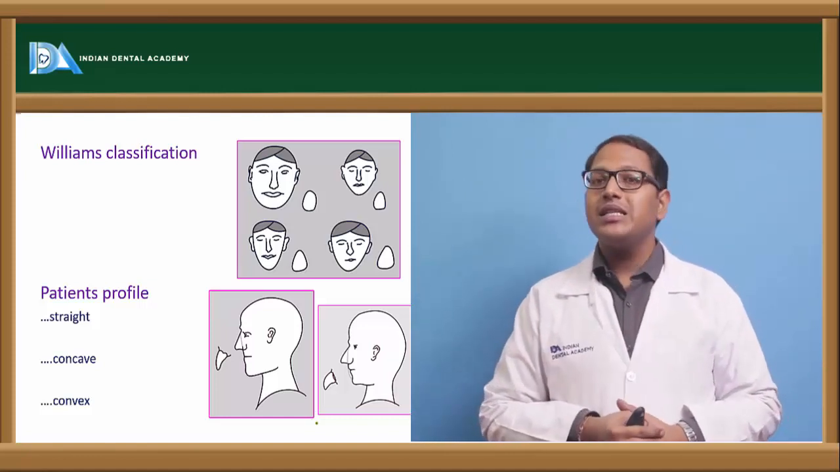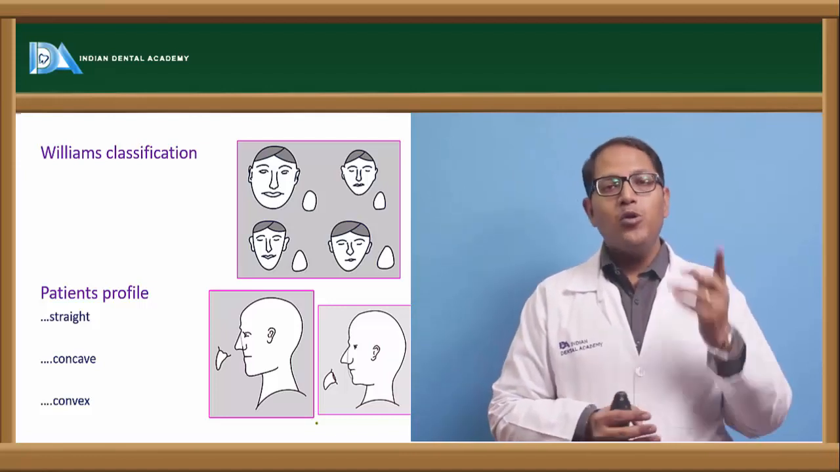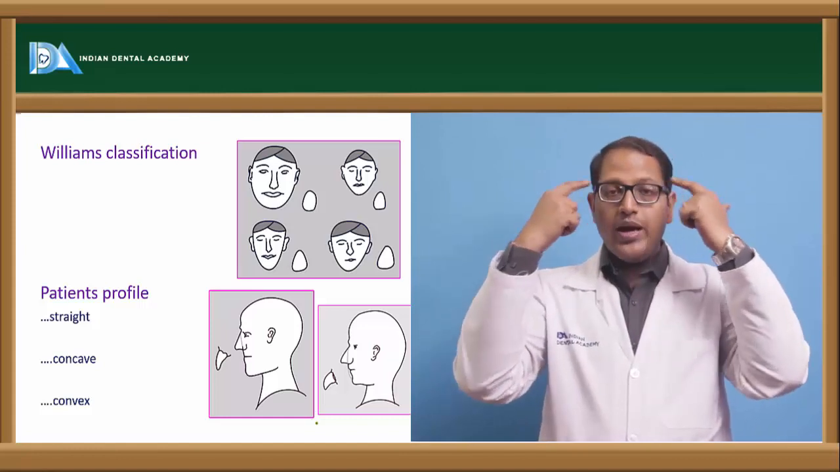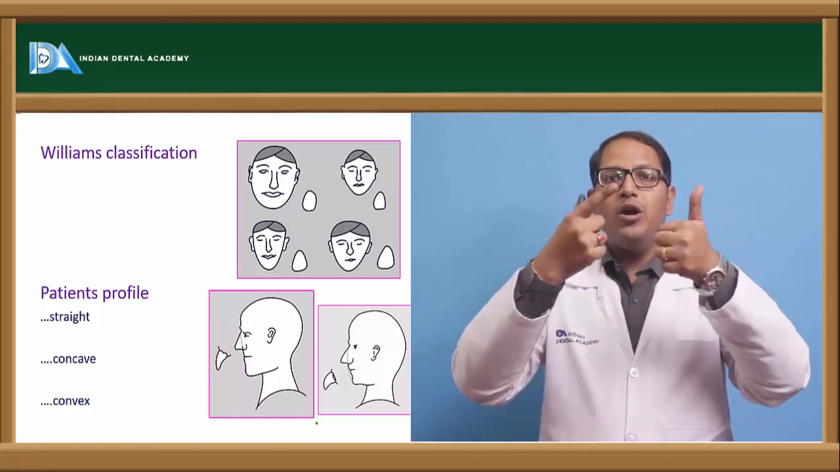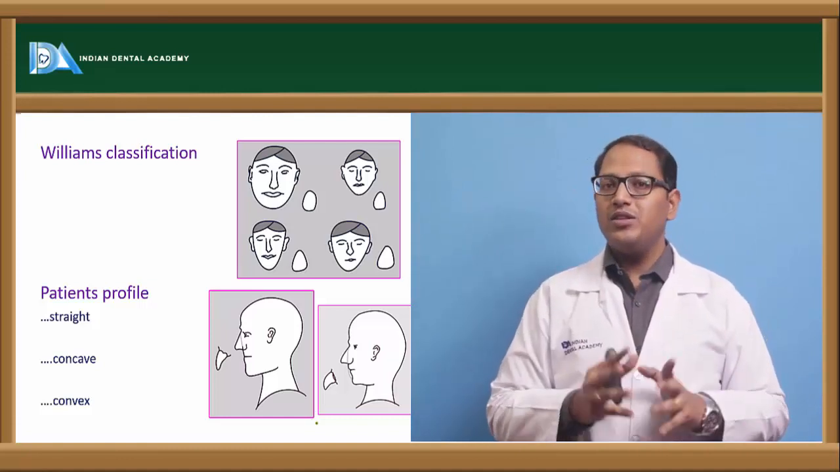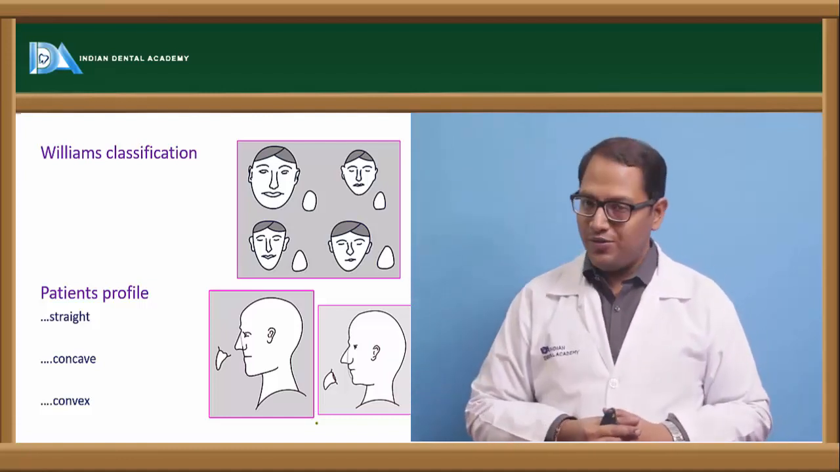Coming to Williams classification, he said opposite that of the face. That means if a patient has a face of square tapering, let the teeth be opposite, tapering square. Opposite that of the face. Always remember for the Williams concept, that is opposite to that of the face.